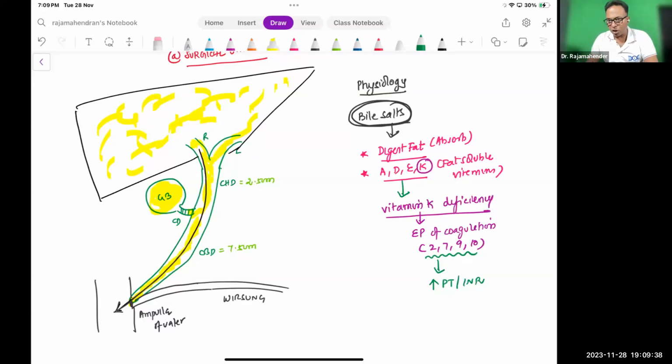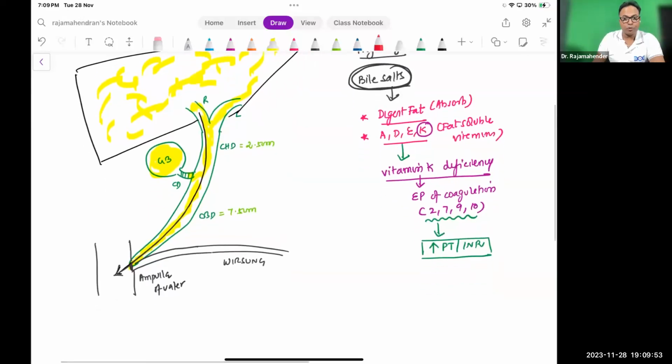So whenever you see a bile salt deficiency, in any case, there will be vitamin K deficiency characterized by loss of factors 2, 7, 9, 10, resulting in high PT/INR. Please understand, when there is a high PT/INR, I cannot do any procedure. Therefore, the moment I see an obstructive jaundice patient, immediately I will start injection vitamin K, IM. Very important. Whenever I see an obstructive jaundice patient, immediately I should give vitamin K, IM, because definitely their prothrombin time and INR will be elevated. This is one of the important physiology.